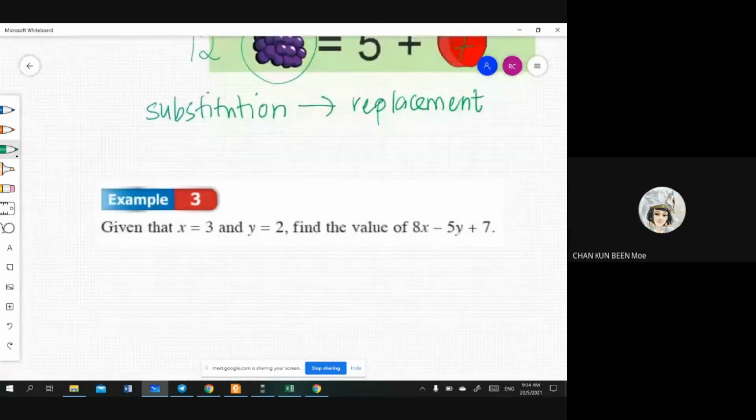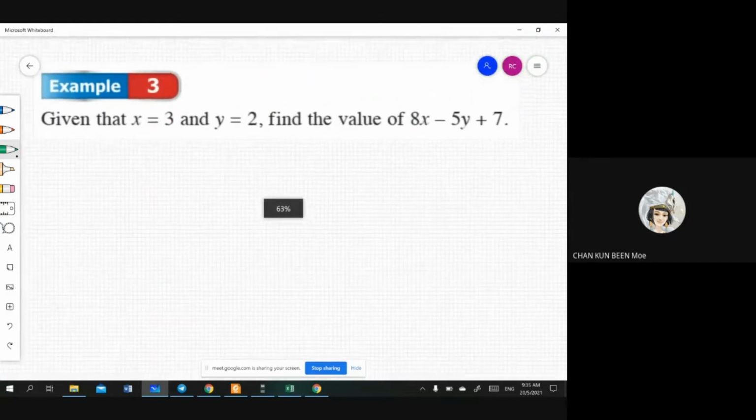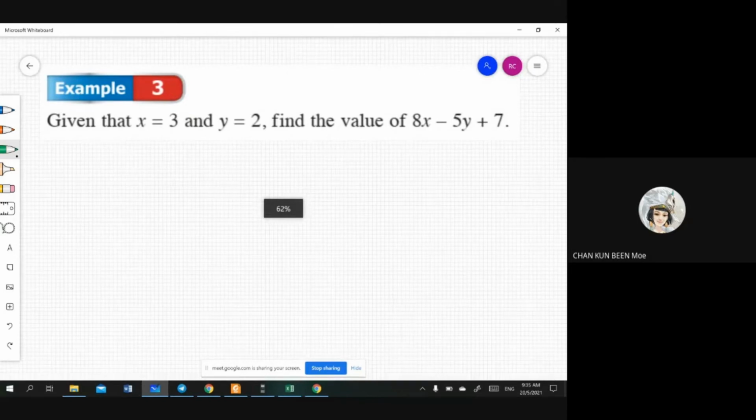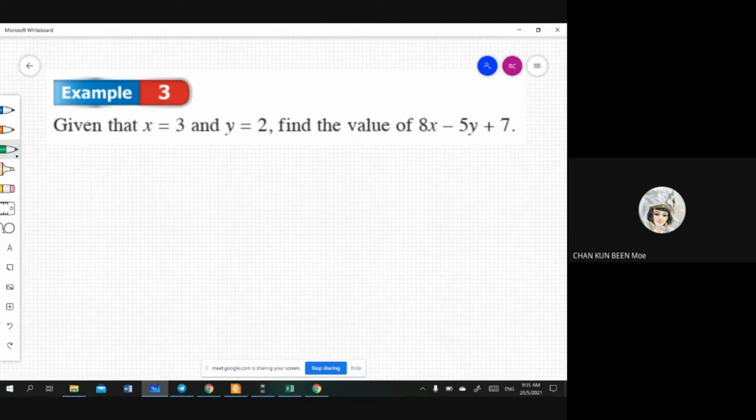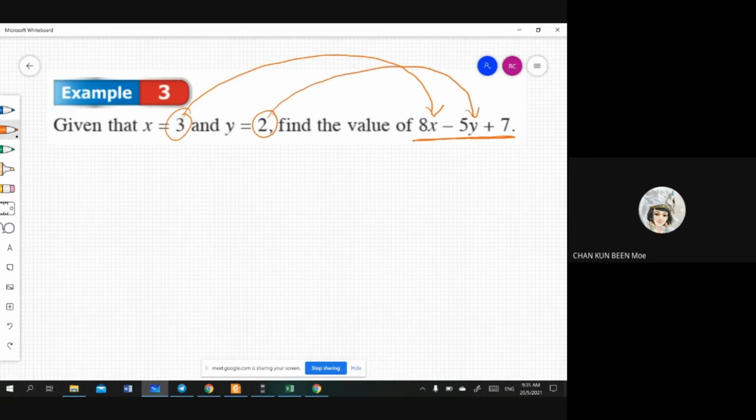Okay, let us continue with the example over here. This is the example in your book, example 3. Given that x is equal to 3 and y is equal to 2, find the value of 8x minus 5y plus 7. What we have to do over here is replace the value of x and y into the given algebraic expression, by substituting x equal to 3 into the x and y equal to 2 into the y. So you rewrite the question first, 8x minus 5y plus 7.